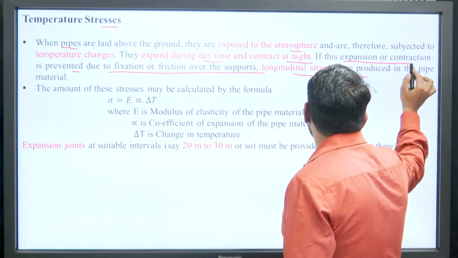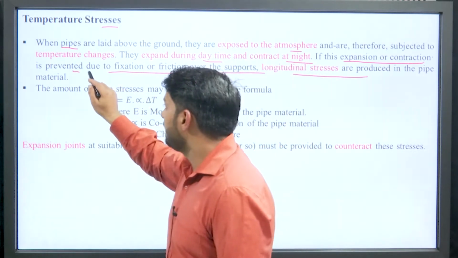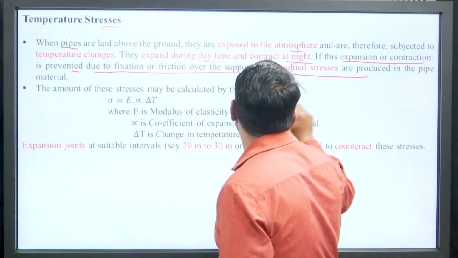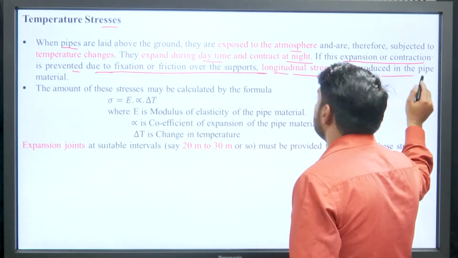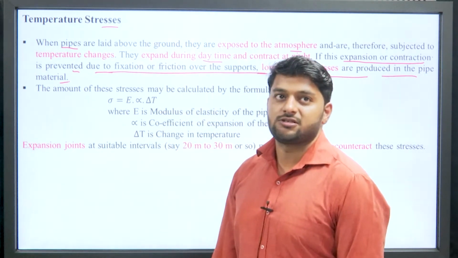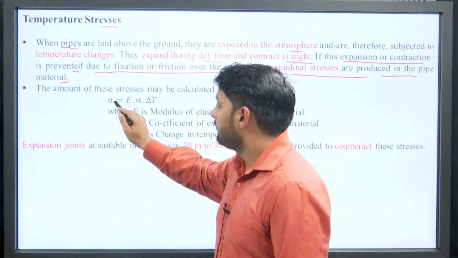So, if this expansion or contraction is prevented due to fixation or friction over the support, longitudinal stress is produced in the pipe material. Okay. So, there will be development of longitudinal stress. What will be the value of temperature stress?